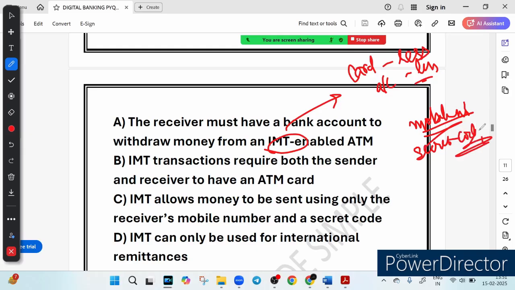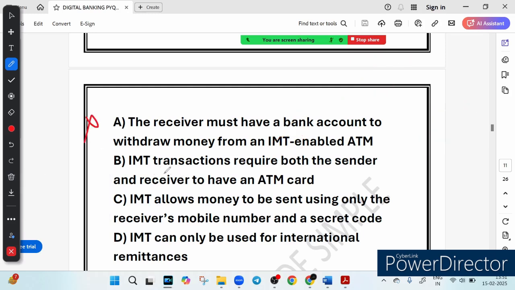For example, imagine you need to send money urgently to a friend who does not have a bank account. Using IMT, you can send money directly to their mobile number and they can withdraw it from a designated ATM without needing a bank account. Since the receiver does not require a bank account, option A is incorrect.